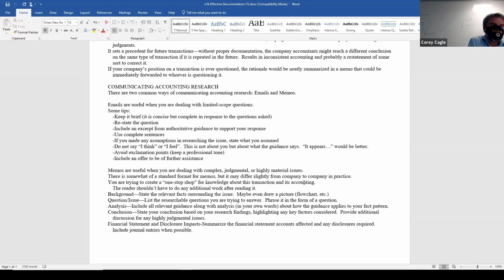Another tip, include an excerpt from the authoritative guidance to support your response. Very few did this. This is a good thing to do. It's definitely better than not doing anything to say, you know, ASC, these numbers states this. But then the poor guy's gonna have to be like, all right, let me go look that up and see what it says. So we kind of want a one-stop shop, right?